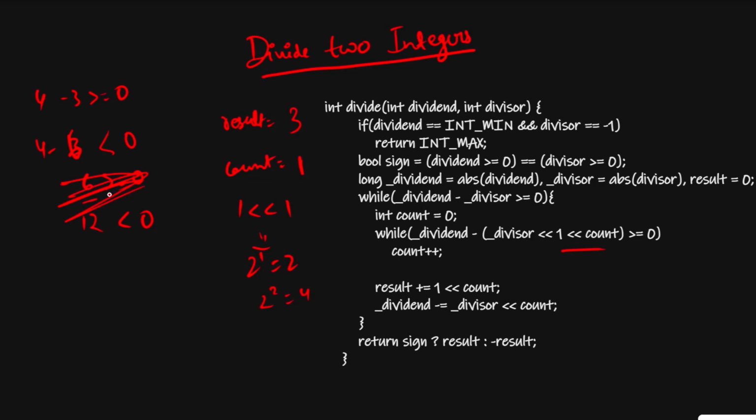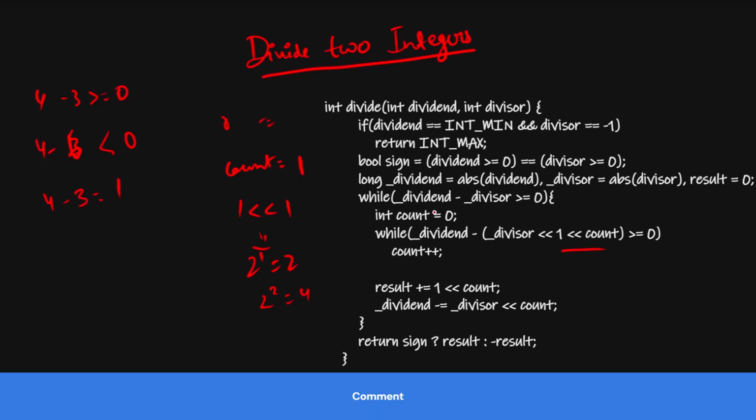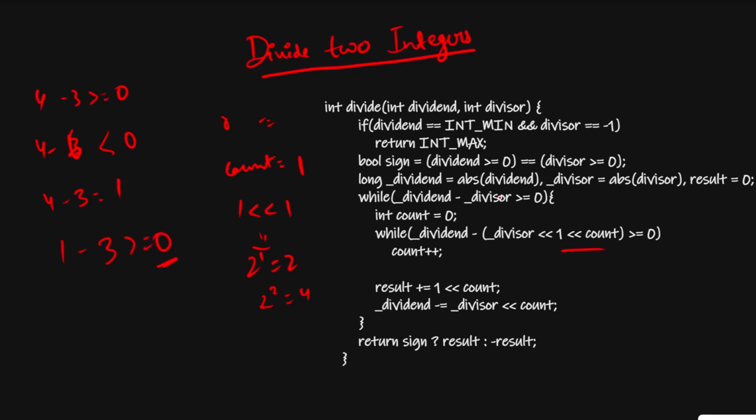Now I will again subtract 3 from 4, so 4 minus 3 will be 1. Now I will check again: is 1 minus 3 greater than equal to 0? No, so this condition is false. Now I will return. First of all, I will find the sign. 10 is greater than equal to 0, yes. 3 is greater than equal to 0, yes. So it will return 1, and 1 equals 1, yes, it is true. So if it is true, I will return my result, but if it is false, then I will return my negative result. So this is how we solve our problem.